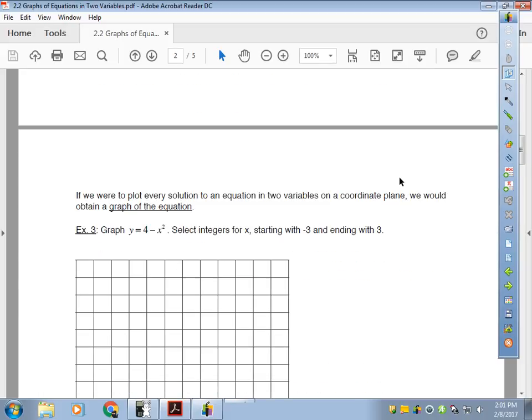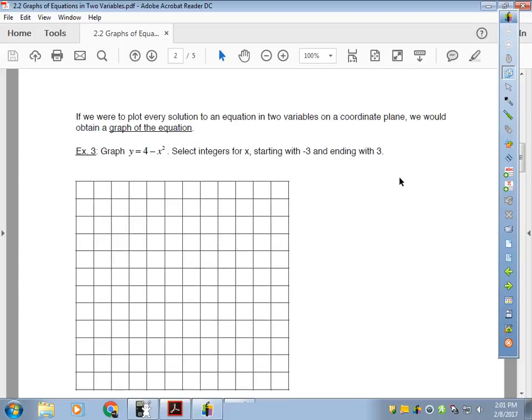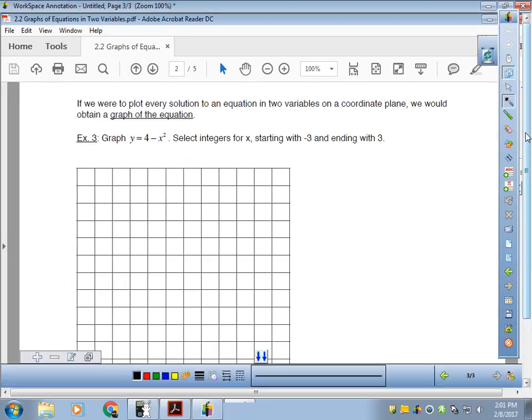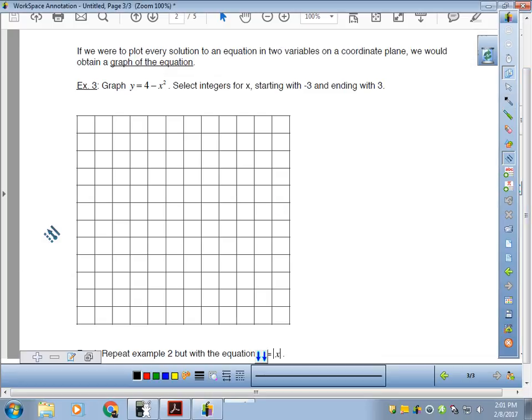Now, if you plot every possible solution to an equation, then what you get is a graph of the equation. So a graph represents every possible solution. And so we're going to draw some graphs, and we're going to do this by making ourselves some tables. Before we draw these, though, I'm going to draw in my x-axis and y-axis so that I have them.